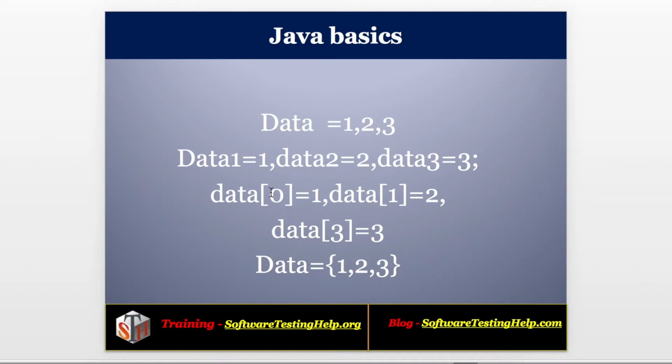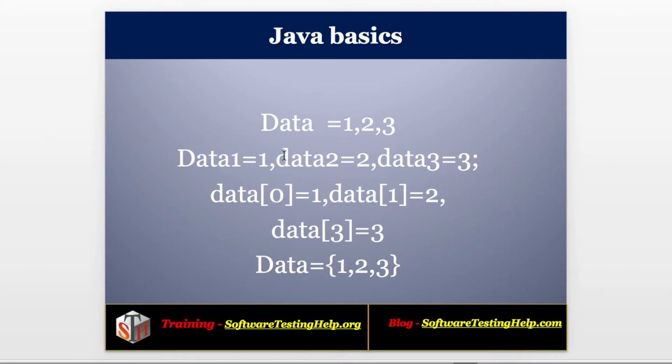Here, in data of 0, this 0 is considered as an index. All the array values are referenced by their index. Also, we can say data is equal to, within braces, 1, 2, 3.